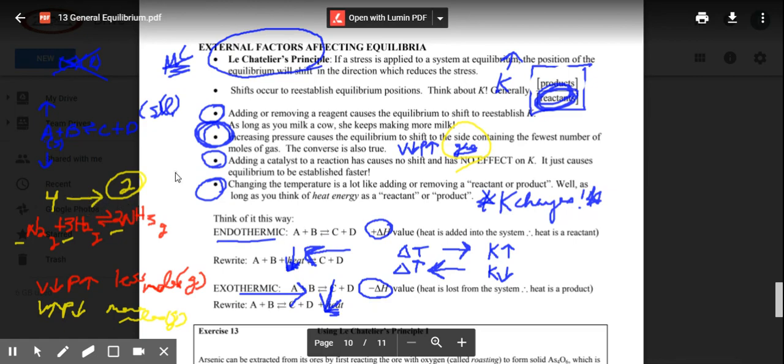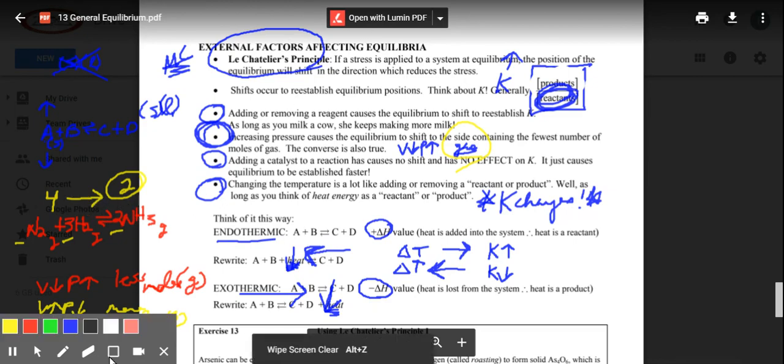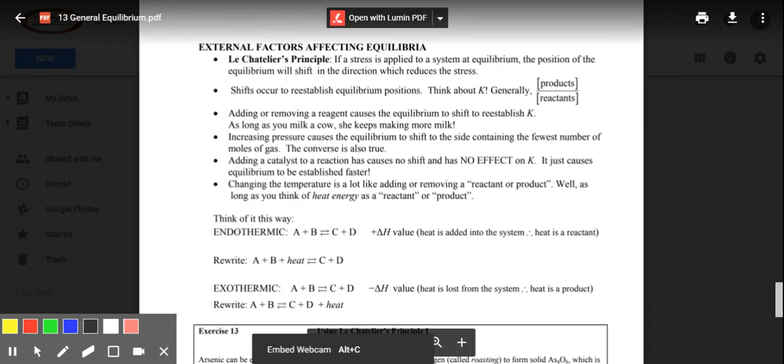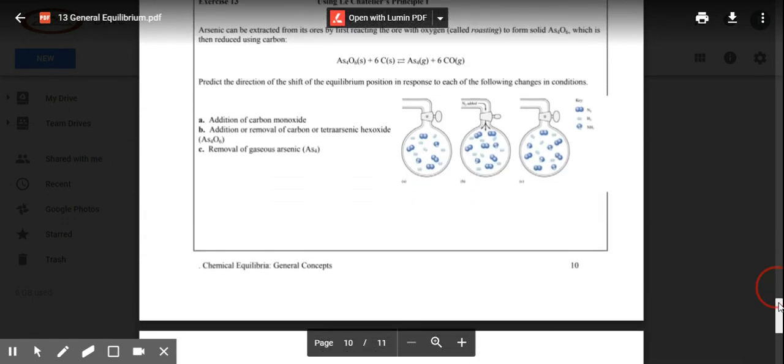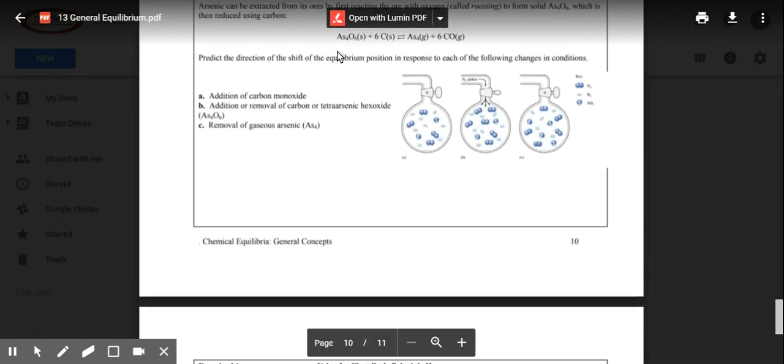So let's go through some example problems to make sure that you guys are understanding this concept. So let me scroll down and we will get to that first example problem. So right here we have As4O6 plus 6C yields As4 plus 6CO.